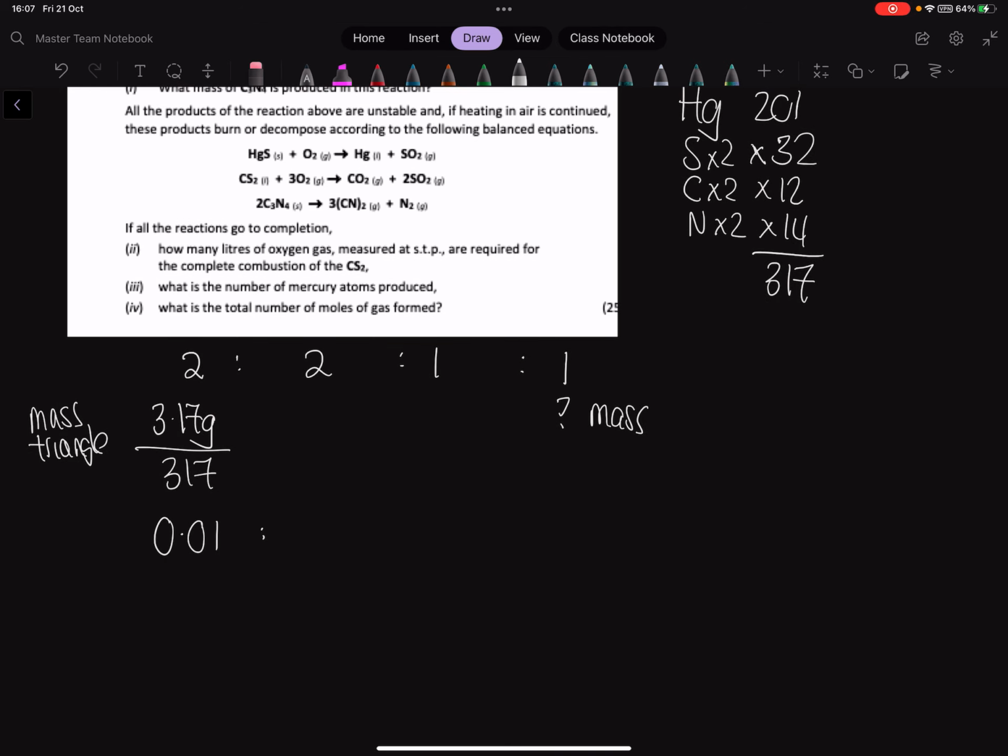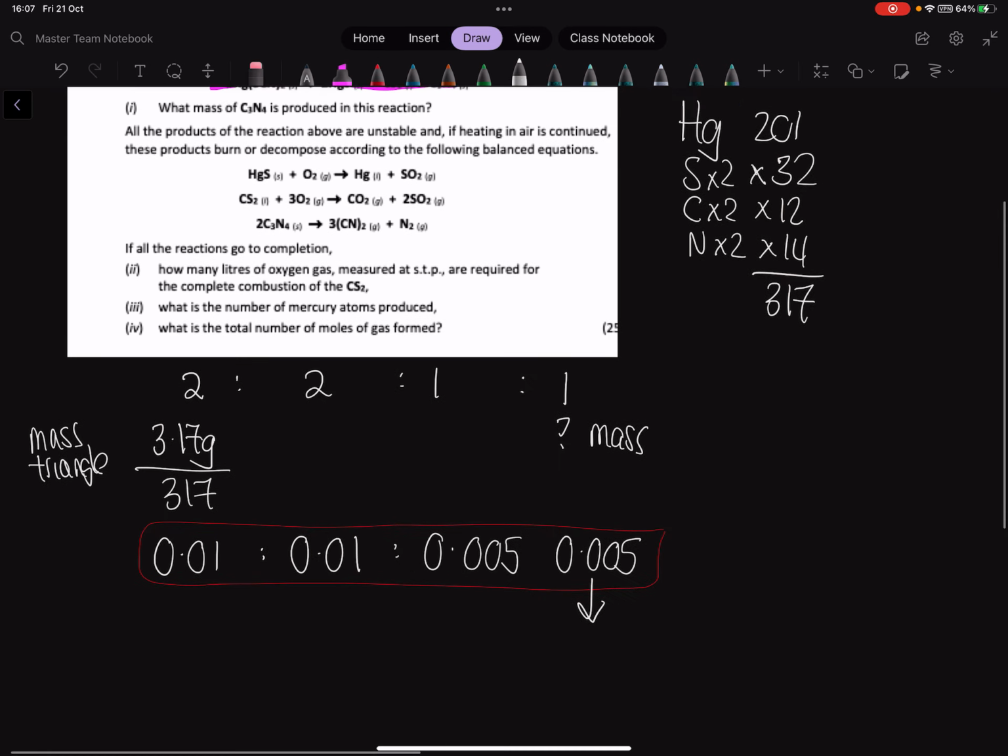At this point, we rewrite our ratio using the moles. So this is what we are getting, 0.005, and this is red boxed because one of these is what we're going to use from now on. We are interested in finding out the mass of the C3N3. So it's going to be 12 by 3 and 14 by 3. And when we do that, we get 92.